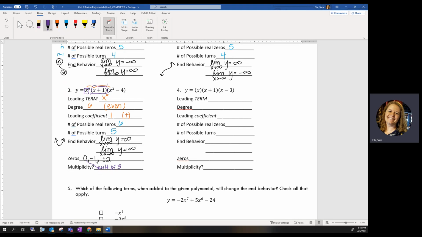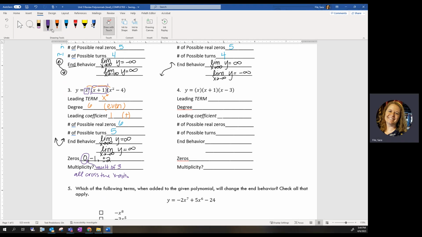Okay, so you can write that out. This one had the multiplicity of 3. The rest of those all have a multiplicity of 1. So all of them are odd multiplicities, which means they all cross the x-axis.